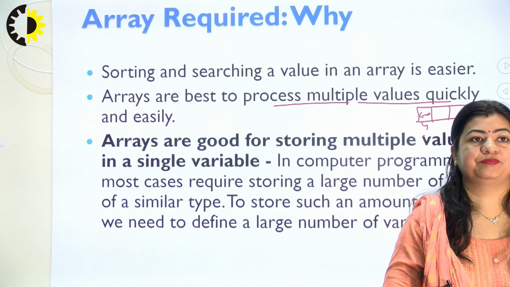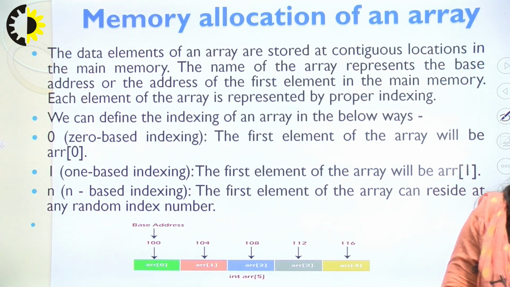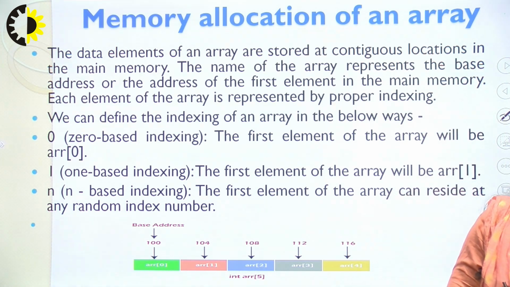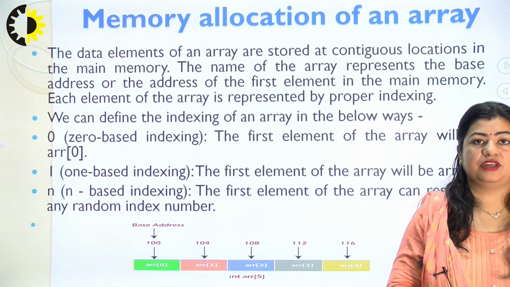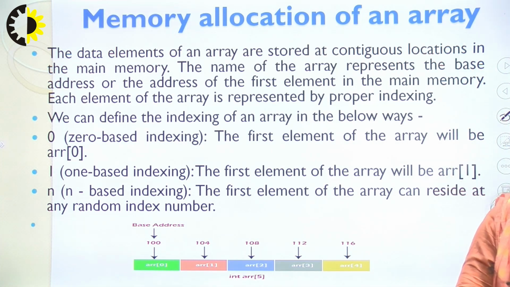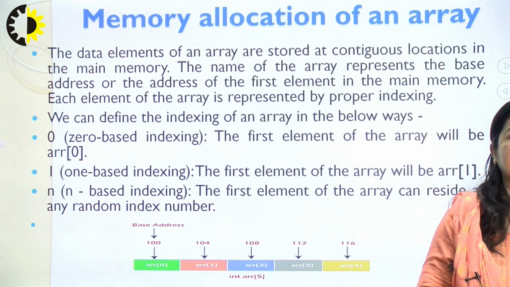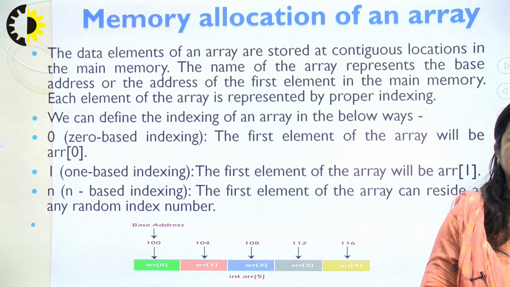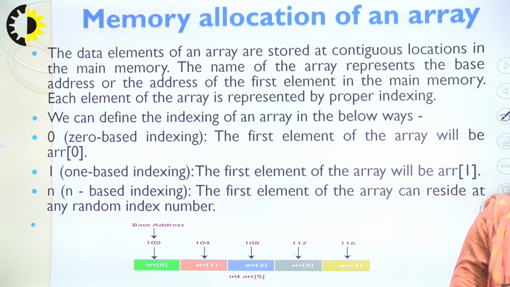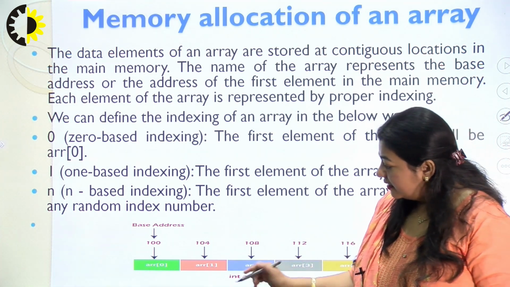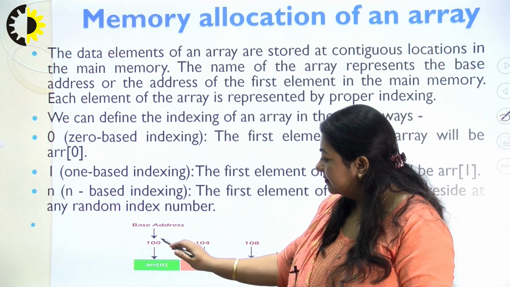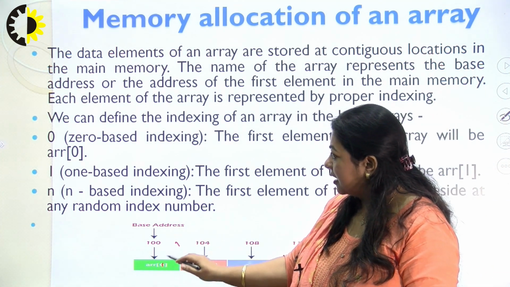Now the memory allocation of an array. That means the data of an array are stored in contiguous memory locations in main memory. The name of the array represents the base address, or the address of the first element in the main memory, and each element of the array is represented by its proper index. So you can see here the indexing of array. That means indexing will start from 0.